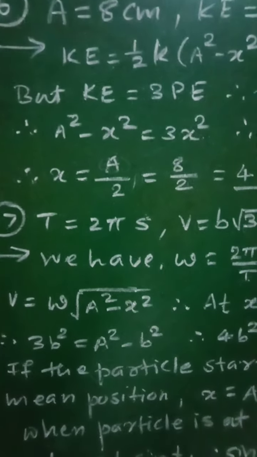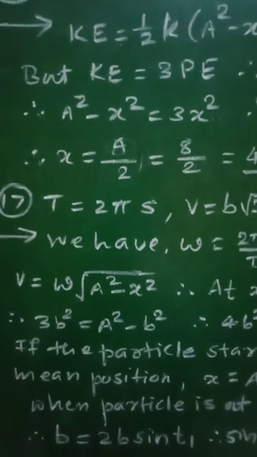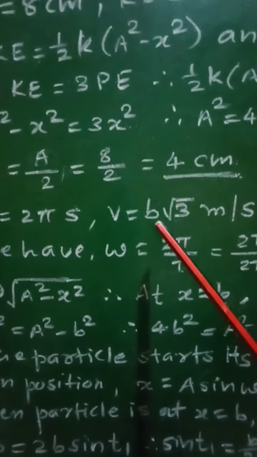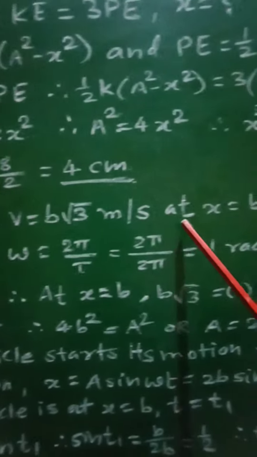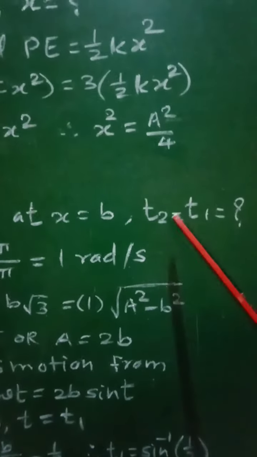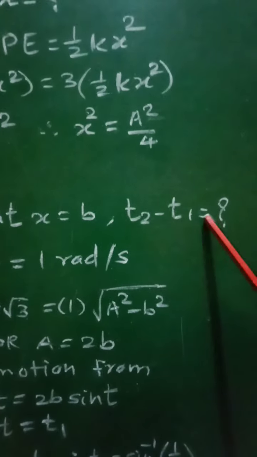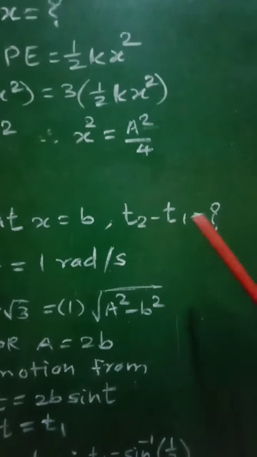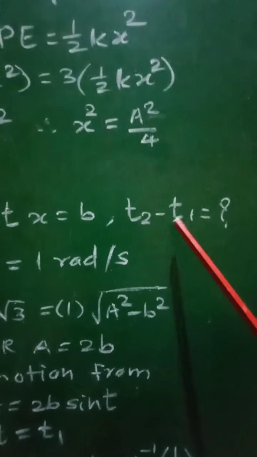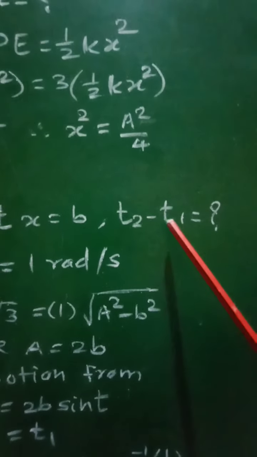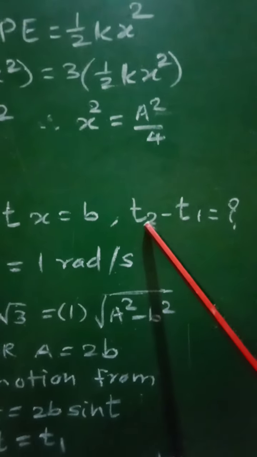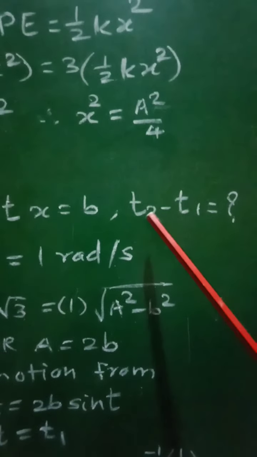a further distance b. In this numerical, period T is given equal to 2 pi seconds, then velocity v equal to b root 3 meter per second at a displacement x equal to b, and we have to find out the time interval, that is t2 minus t1, that difference equal to question mark. Here t2 will be the final time and t1 will be the initial time. For displacement b, that is x equal to b, the time interval will be t1, and for b plus b, that is 2b, for further displacement the time interval will be t2.